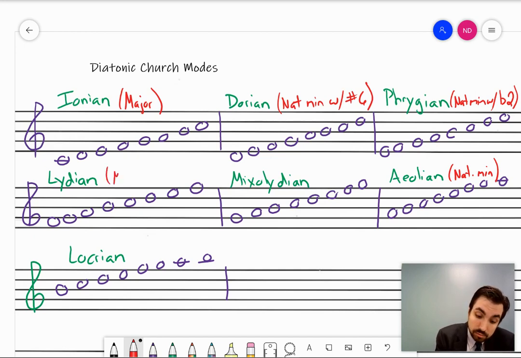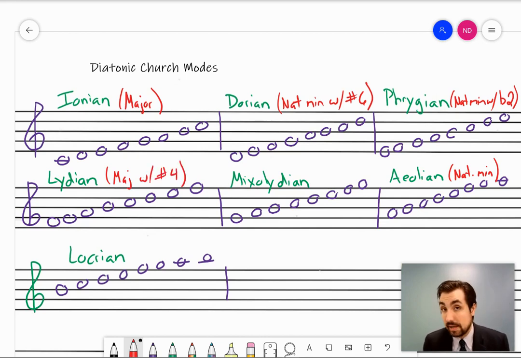Lydian is closest to a major scale. It's going to have a sharp 4. Think, if this is F major, it would have B flat. We have B natural. Mixolydian is also closest to major. It's going to have a flat 7. It should have F sharp if it was G major, but it has F natural.